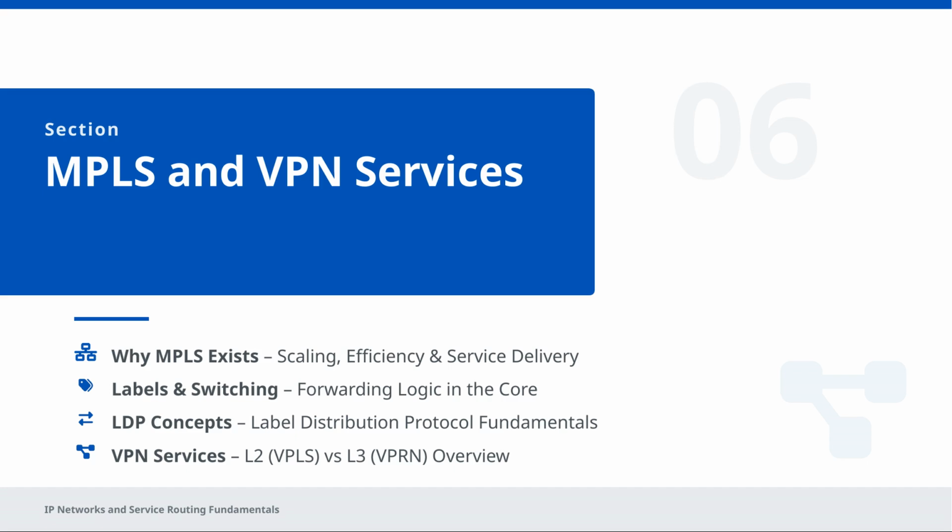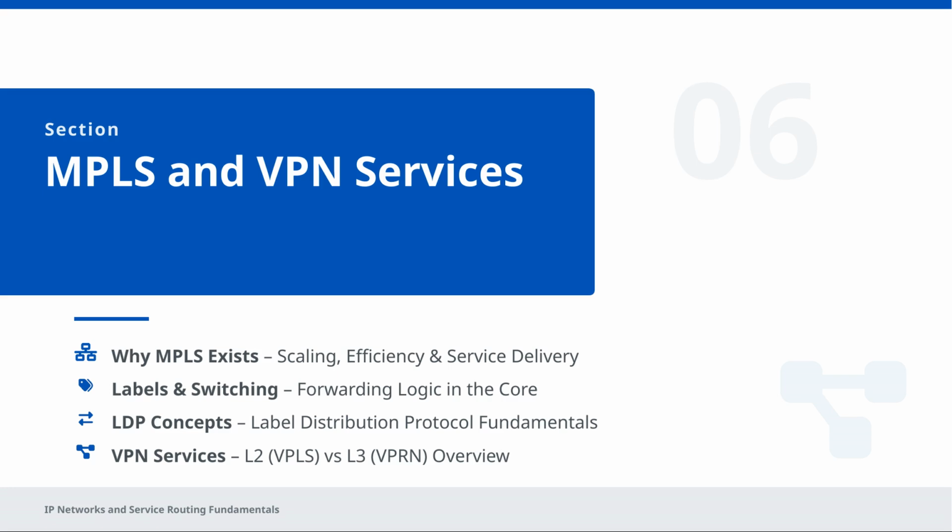The value of MPLS is not that it replaces IP entirely. Rather, it works alongside IP. The control plane still uses IP routing information, but the forwarding plane can use short labels to move traffic across the provider core. This separation helps support services cleanly and at scale.